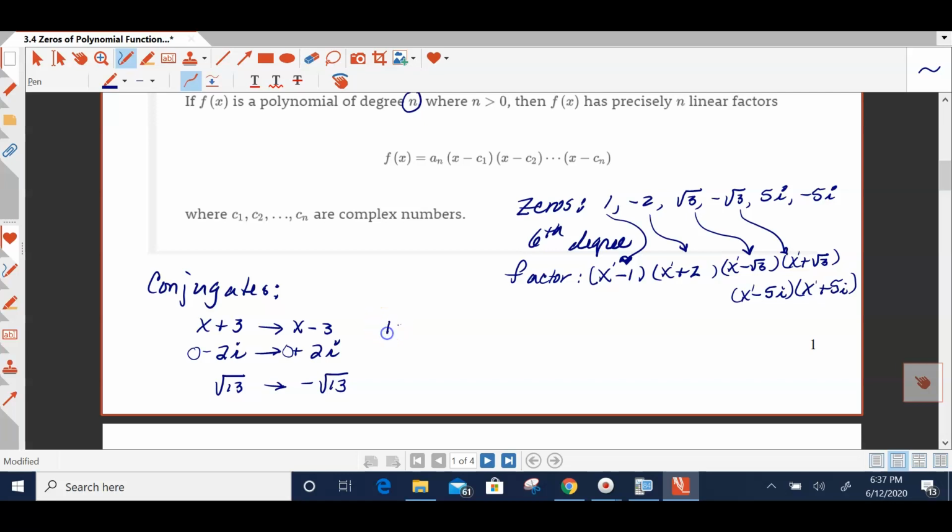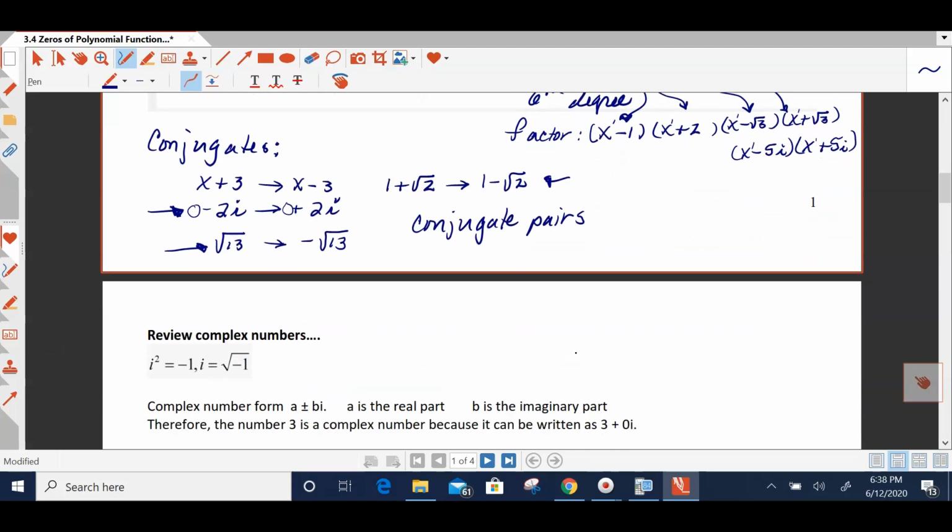If I had a zero of 1 plus the square root of 2, its conjugate would be 1 minus the square root of 2. So when you have zeros that are imaginary or irrational, they must always occur in conjugate pairs. You'll see why that's the case as we go on, but I just want you to keep that in mind right now. Okay, so let's go further.